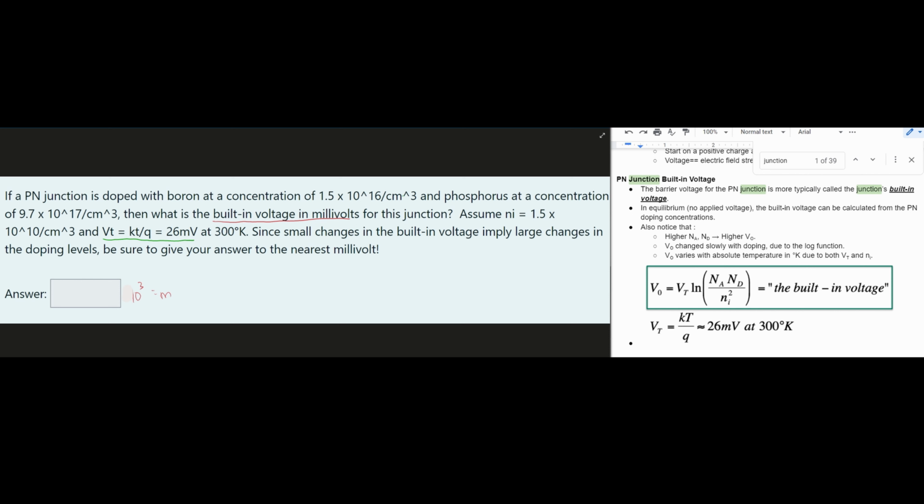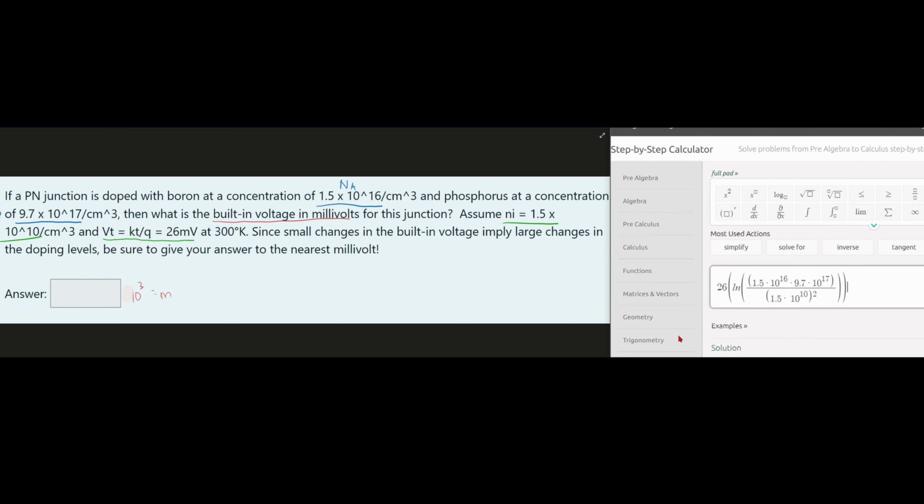And we also have our Ni, which is the 1.5 times 10 raised to the 10. And then we have these other two values, so our 9.7 times 10 to the 17 and 1.5 times 10 to the 16. Now this is going to be like our Na, and this one's going to be like our Nd. The order is not specific, they're just both our N's. And then our Ni is going to be squared in the bottom.